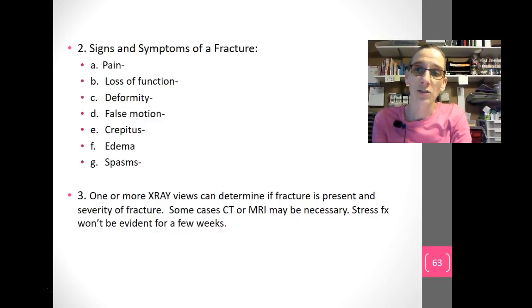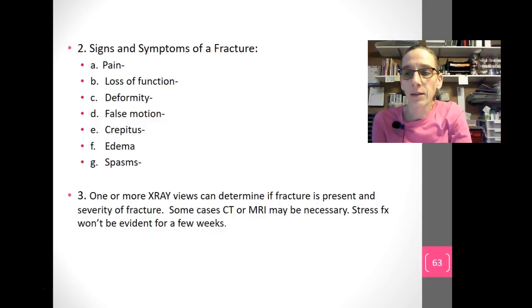Crepitus. Hopefully you guys remember crepitus from first semester. If you don't, please look it up. The crepitus is that popping noise. It can be heard also from air trapped in the tissue. But crepitus with fractures is often that grating sound of bone moving over bone.